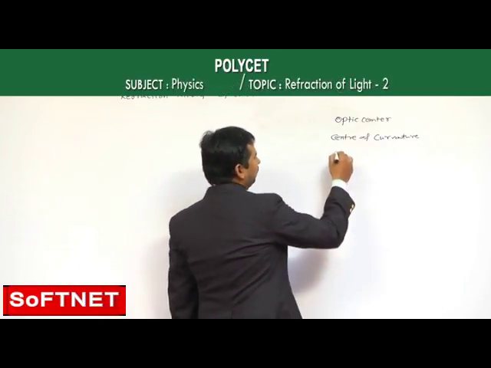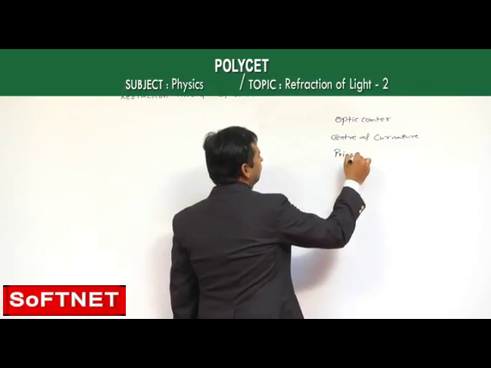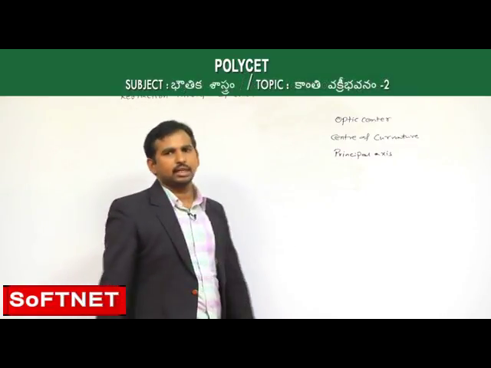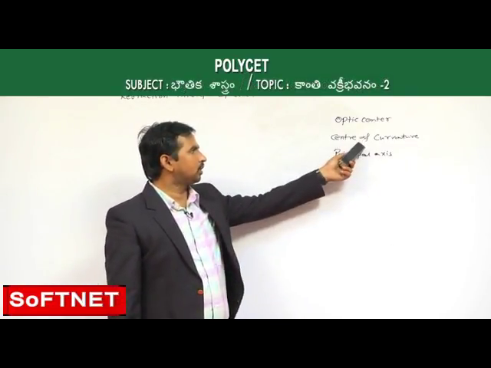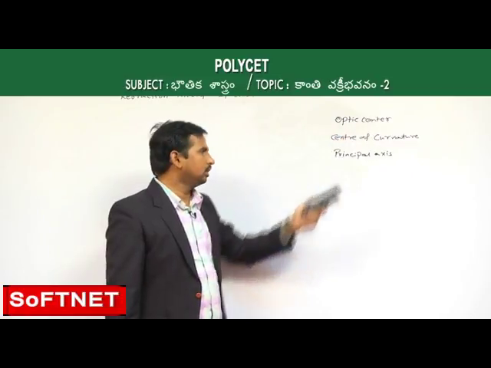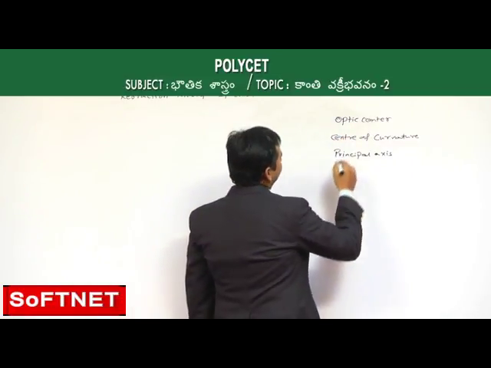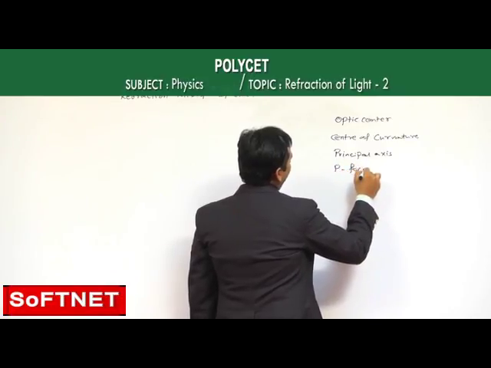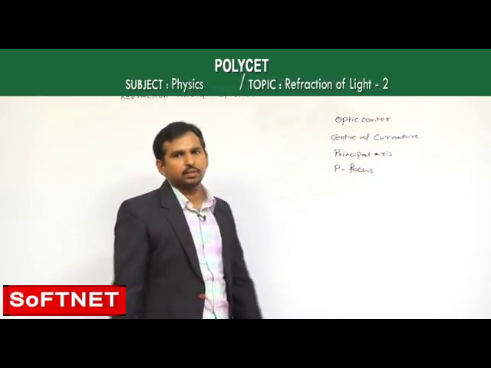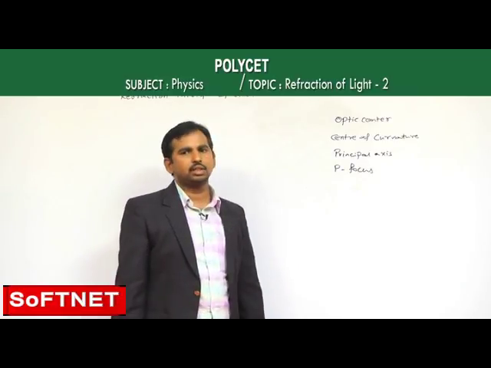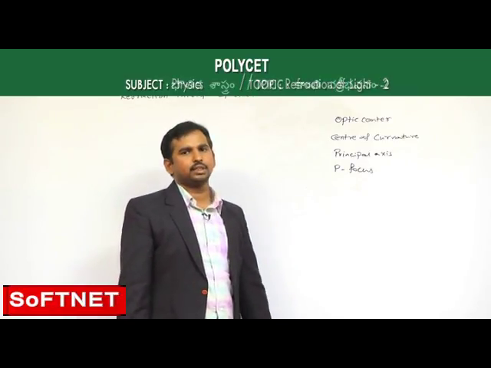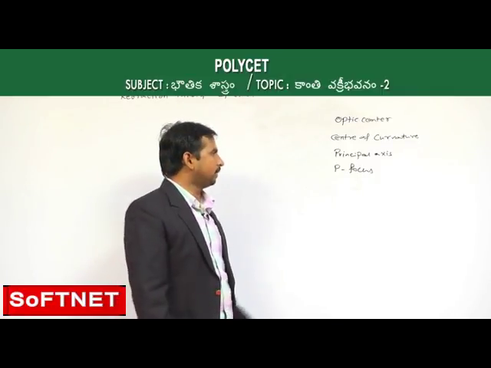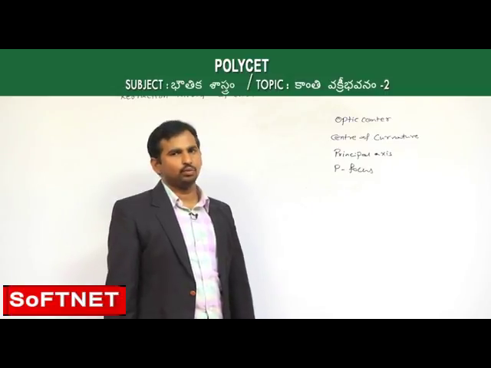And the next one we are having is principal axis, which is nothing but an imaginary line passing through the centers of curvature and the optic center. After that we are having principal focus. Means when a parallel beam of light rays is incident on the lens, after refraction all the light rays are going to meet at a point or appear to meet at a point, that we call the principal focus.